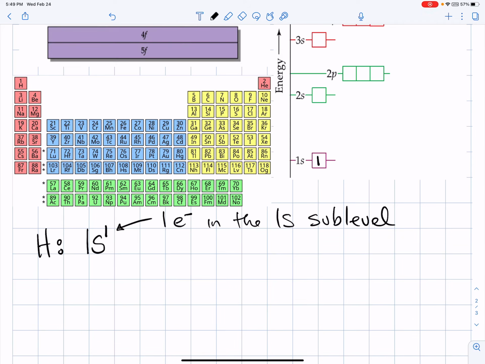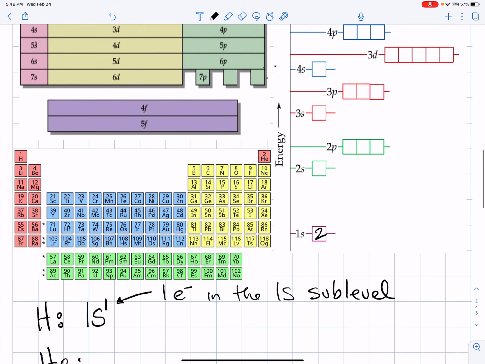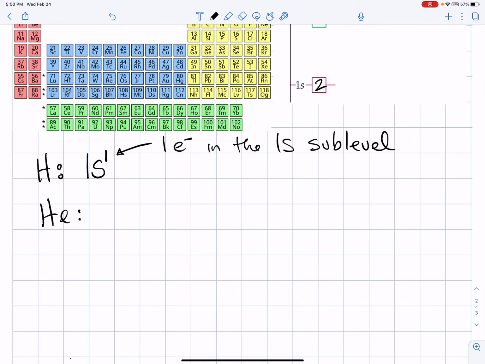Now let's go to helium. Helium is element number 2 on the periodic table, so it has 2 electrons. Where would they be? Well, looking at the energy level diagram on the right, the lowest energy level was 1s, the lowest sublevel, and it has 1 orbital. The Pauli principle tells us that 1 orbital can hold 2 electrons. So helium's 2 electrons are going to both be in the 1s sublevel. So our electron configuration would be 1s2.